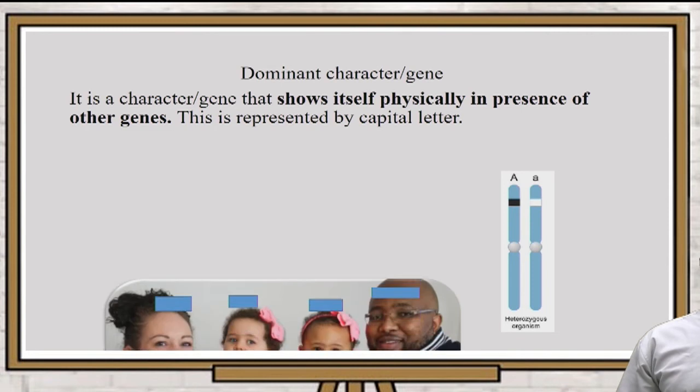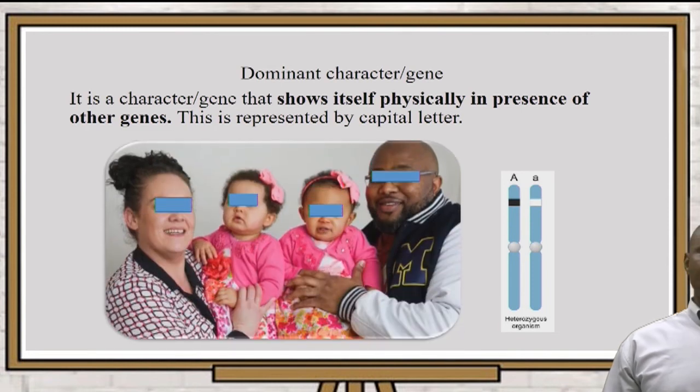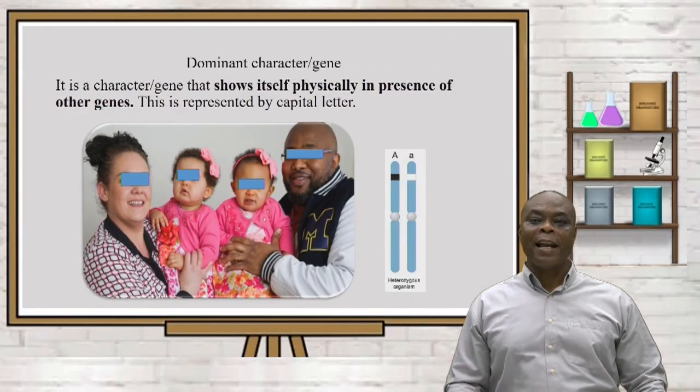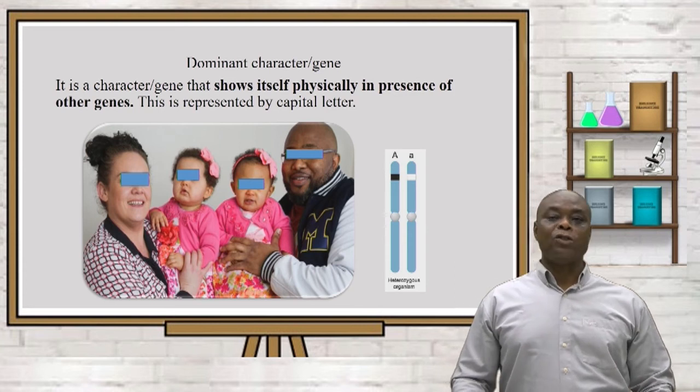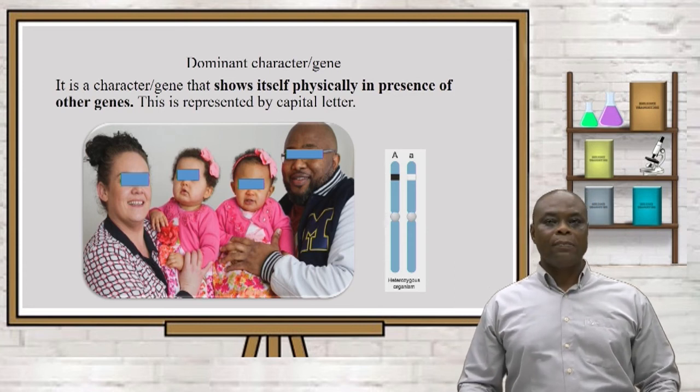Now let's look at our beautiful family on the screen. One of them, which is the man, is black and the woman is white or has fair skin. They have twins. One of the twins, if you look closely, has dark skin and one has fair skin. That means the one that has dark skin is dominant to the father's color, and the one that has fair skin is dominant to the mother's color.